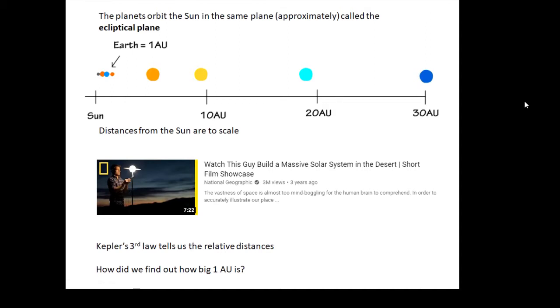There is an excellent video you should watch, a National Geographic video, where this guy builds a massive solar system to scale in the desert. It's very interesting. Now, Kepler's third law tells us the relative distances, but how do we know how far away the Sun is? How do we know what 1 AU actually is?